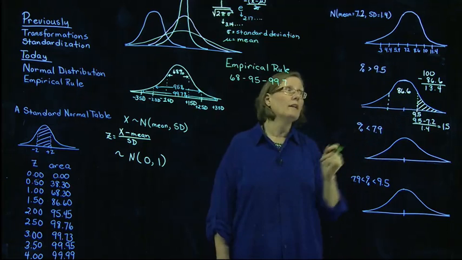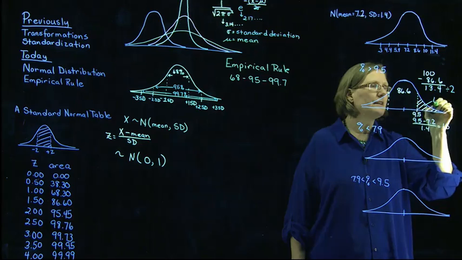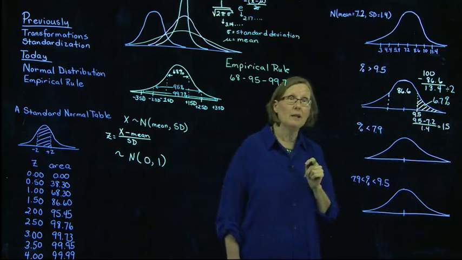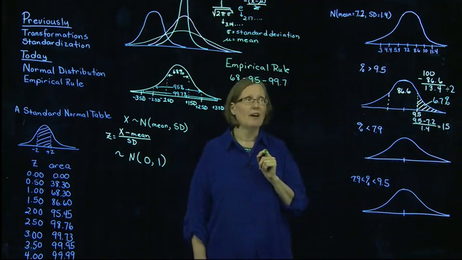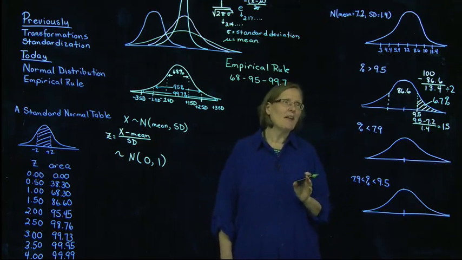I only want one of the tails, so I need to do 13.4 divided by 2, and I know that 6.7, or about 7% of the babies, weighed more than 9.5 pounds. Easy? Let's do another one.